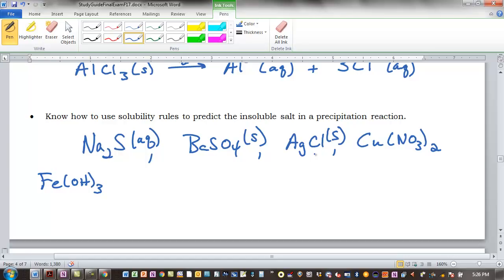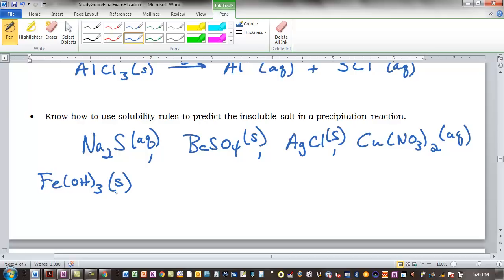So copper 2 nitrate, soluble. Nitrates are soluble. So we see below the alkali metals, nitrates, bicarbonates, and chlorates are all soluble. And there are no exceptions. Okay, so that's soluble. Last one, iron 3 hydroxide. That is insoluble. Most hydroxides, it's way at the bottom here. Most hydroxides are insoluble. The only soluble hydroxides are alkali metal hydroxides and barium hydroxide.